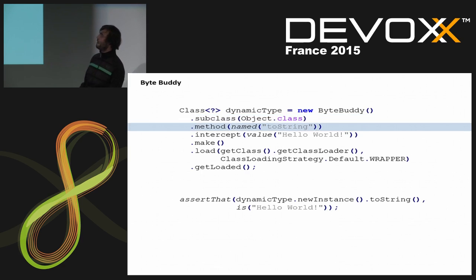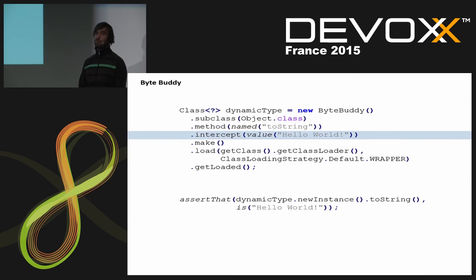Then we identify methods. Here, any method that is called toString. For the object class, this is only the one method that is called toString. You can hypothetically define several methods with the same name, but then you can be more precise about it. It's basically up to you. And we want to intercept these methods to return a fixed value, just hello world.